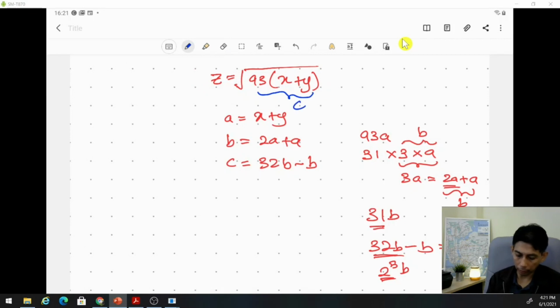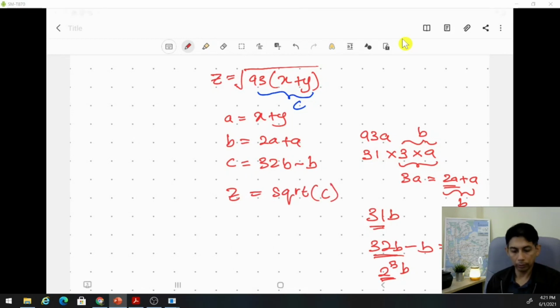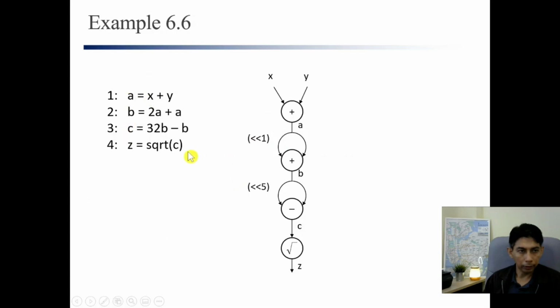Right? So now we have Z equal to the square root of C, where we use a square root function. Okay? So this is the single assignment form to realize that equation. And so we can have the DFG something like this.